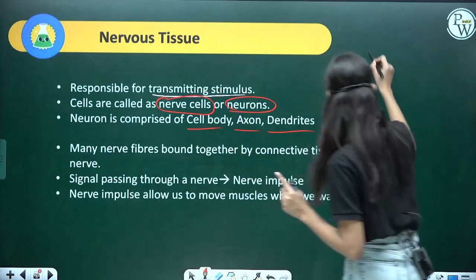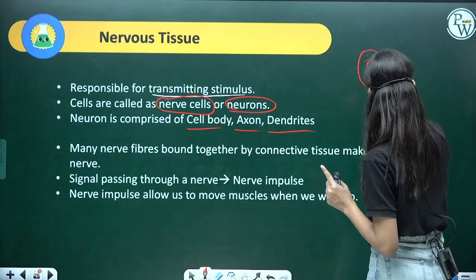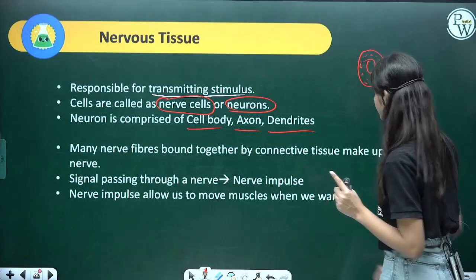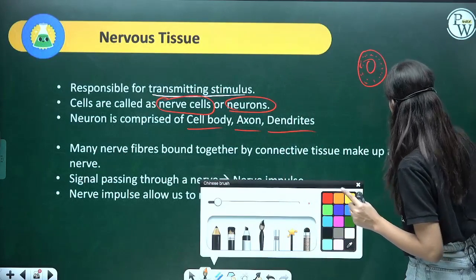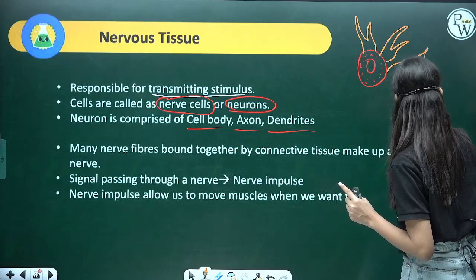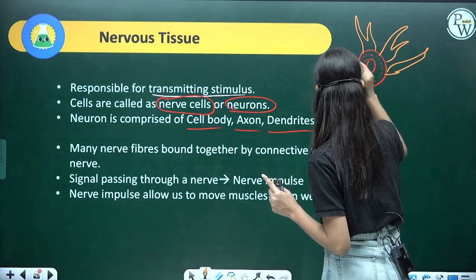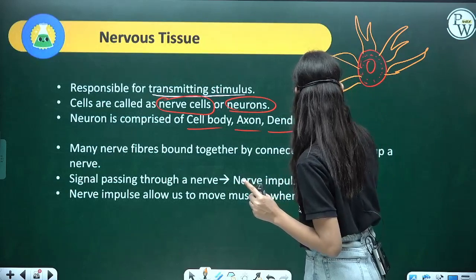It is actually the main body which has the nucleus, and they have a lot of granules present in its body. Now this cell body is going to have a lot of branches, and these branches are called dendrites. So basically, branch structures coming out of the cell body are called dendrites.